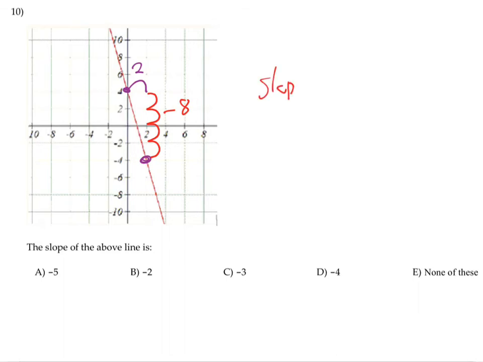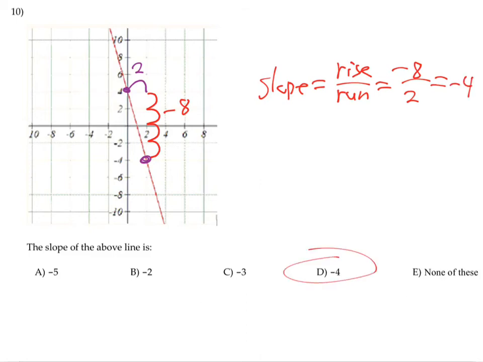So the slope, remember, is rise over run. What's the rise? -8. What's the run? 2. -4. Boom.